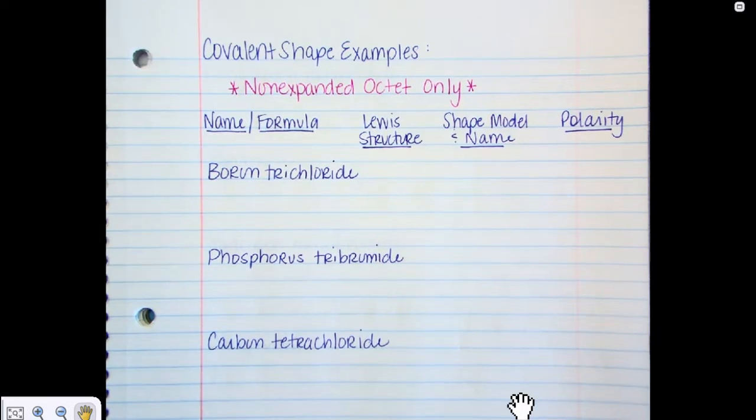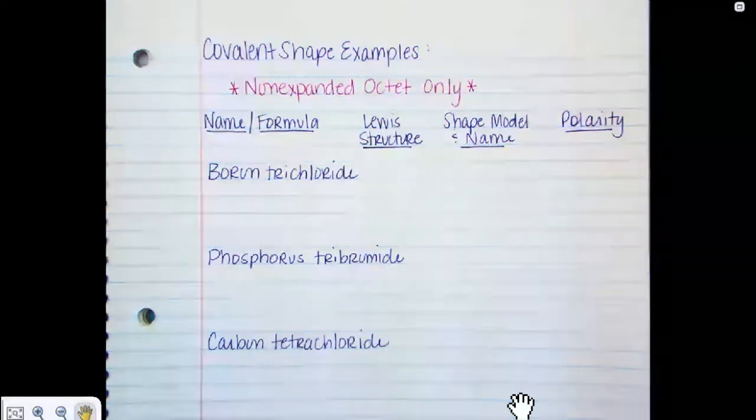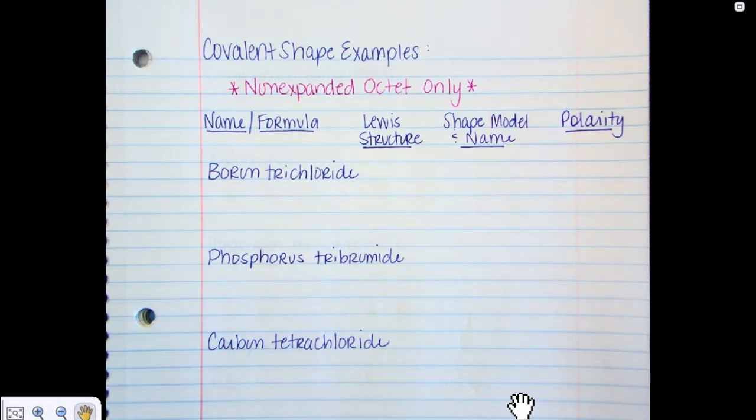Okay, so in this video, we're going to go through some specific examples of covalent shapes: how to draw the Lewis dot structure, how to draw the shape structure, how to properly name it, and how to identify the polarity.